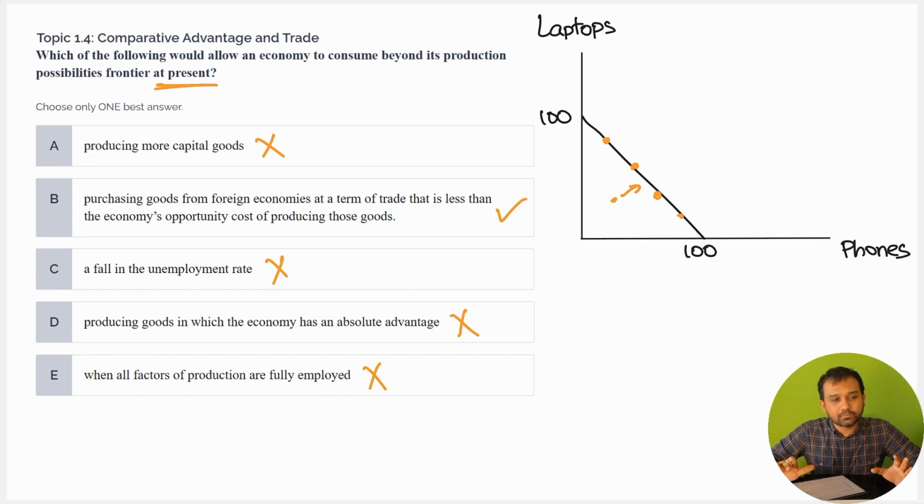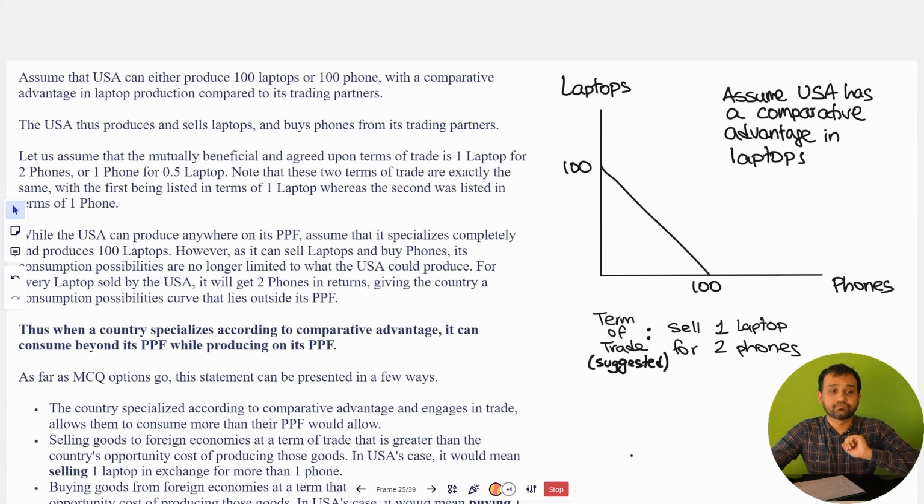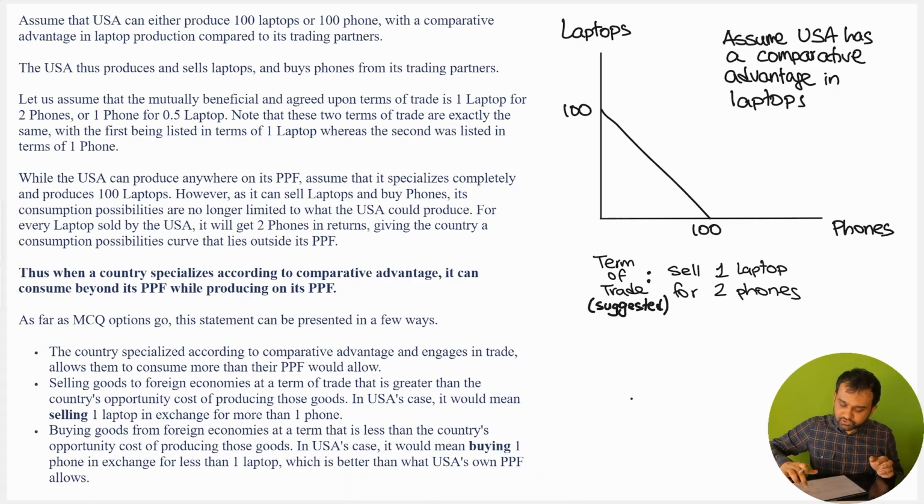Now, what does option B say? Purchasing goods from foreign economies at a term of trade that is less than the economy's opportunity cost. So there are a lot of terms here and it can get confusing. So let me help illustrate this option by looking at an example that we did in the previous question. In this question, we talked about how the United States can produce laptops or phones. It can produce 100 units of each. This is a hypothetical scenario. And in this scenario, we said the US has a comparative advantage in laptop production.